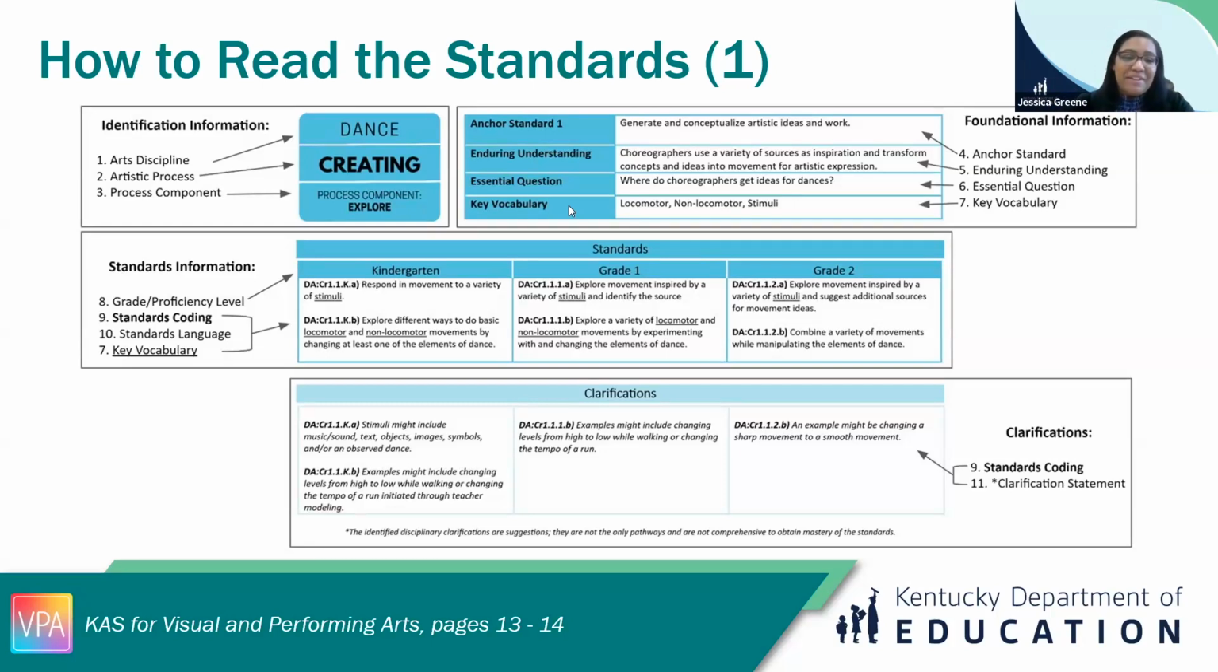Then in the middle of the page, you have the standards information. It starts with the grade level or the proficiency level, then the coding, and we'll get into how to read the coding, and then the actual language. And if you see the underlined words, those are the key vocabulary words that we pulled out and placed in that top foundational information box. So the underline is not just a nice little like, hey, pay attention to me. It is an actual hyperlink. And so if you click the word locomotor in the standards language that's underlined, it will take you to the discipline-specific glossary. And in that discipline-specific glossary, it has the definition of locomotor.